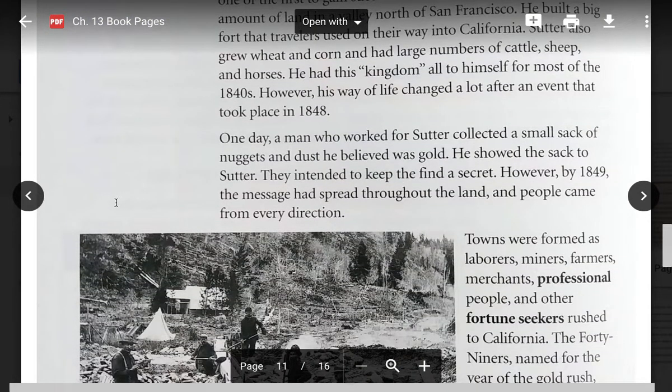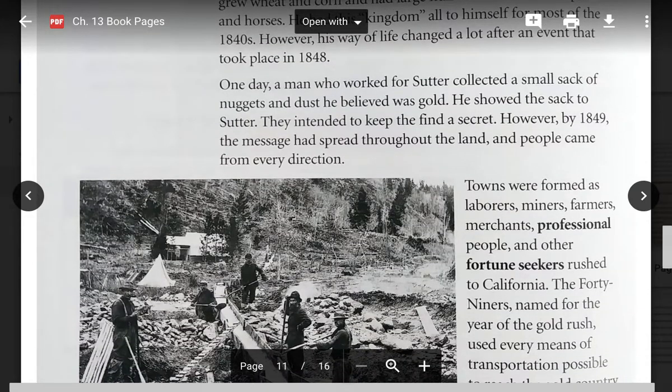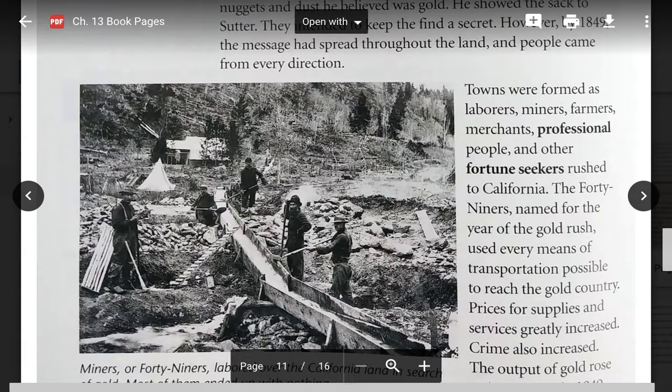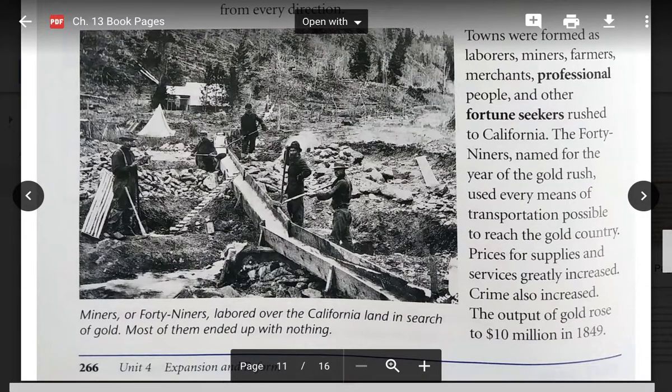One day, a man who worked for Sutter collected a small sack of nuggets and dust he believed was gold. He showed the sack to Sutter. They intended to keep the find a secret. However, by 1849, the message had spread throughout the land and people came from every direction. Towns were formed as laborers, miners, farmers, merchants, professional people, and other fortune seekers rushed into California. The 49ers, named for the year of the gold rush, used every means of transportation possible to reach the gold country. Prices for supplies and services greatly increased. Crime also increased. The output of gold rose to $10 million in 1849.